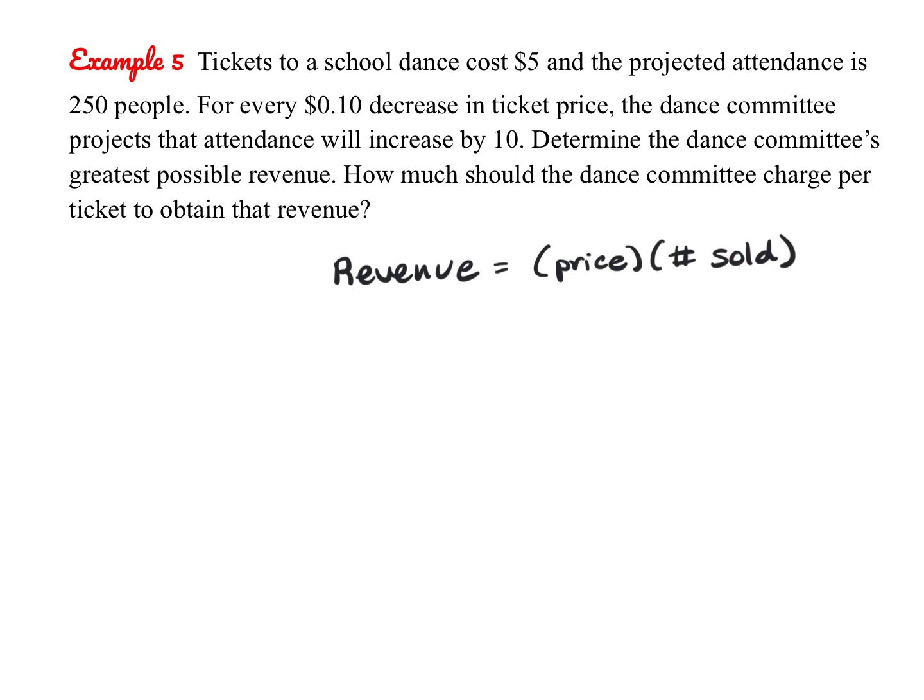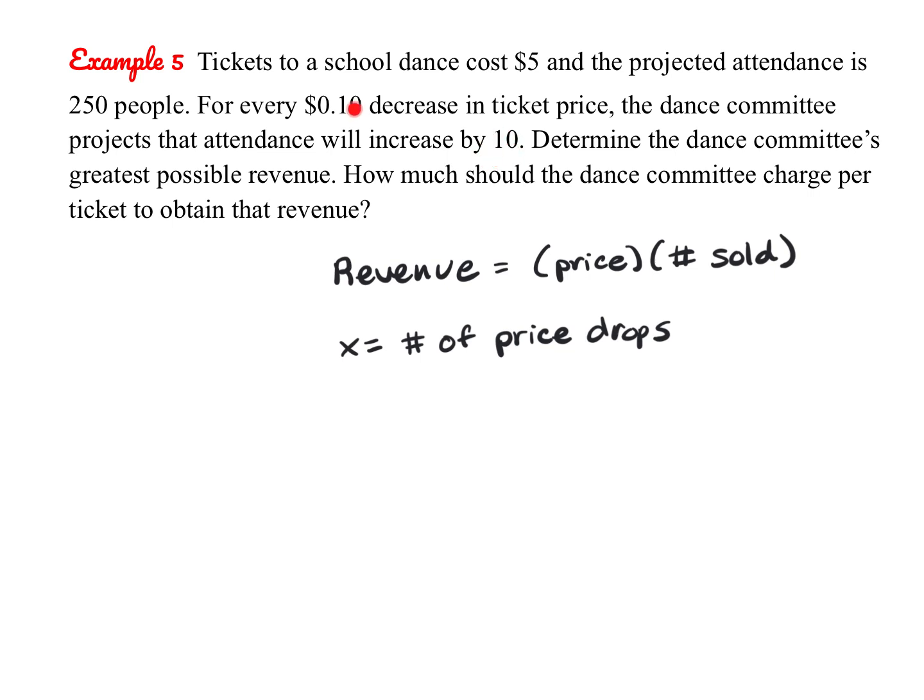So we want to find a way to model revenue. And for this, I think the easiest way to model these problems is by setting your variable x equal to the number of price drops. So how many times should we decrease the price by 10 cents to hit that sweet spot? So of course, if we decrease the price by a little bit, we gain more ticket sales.